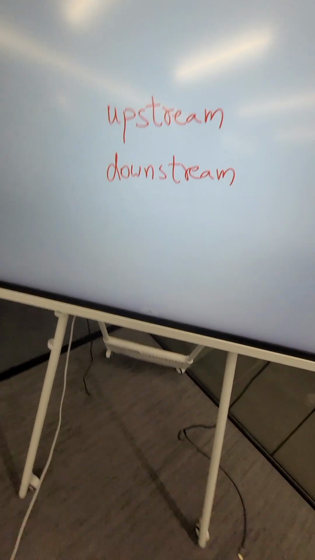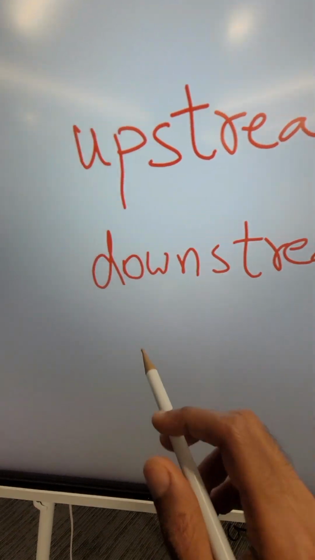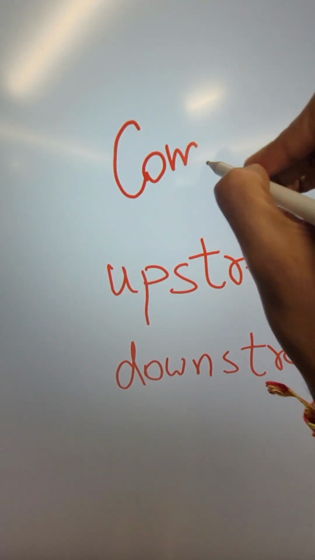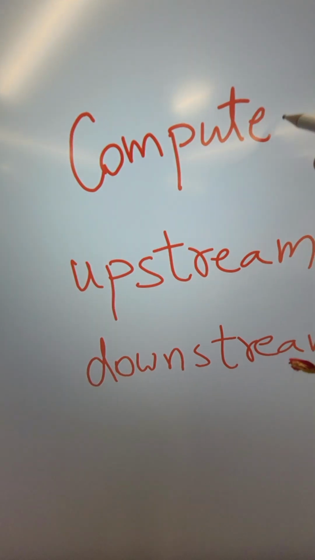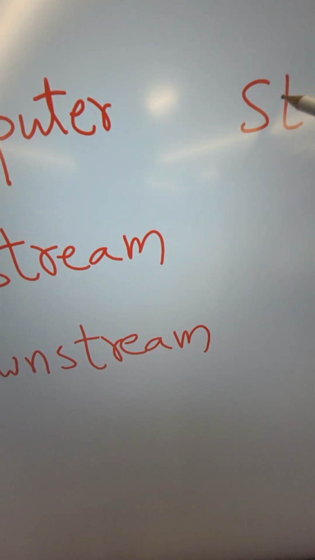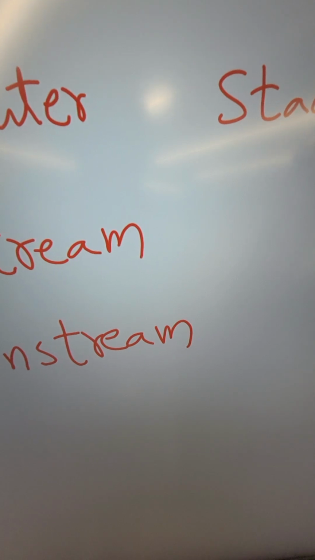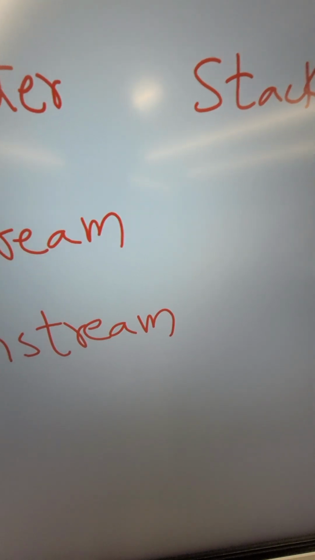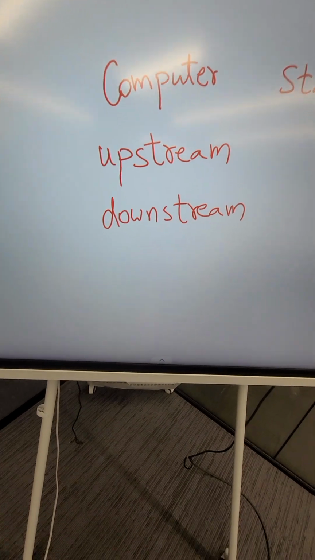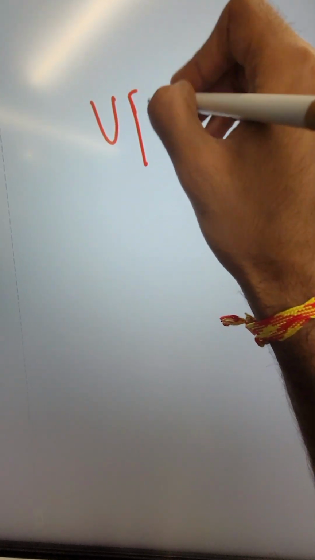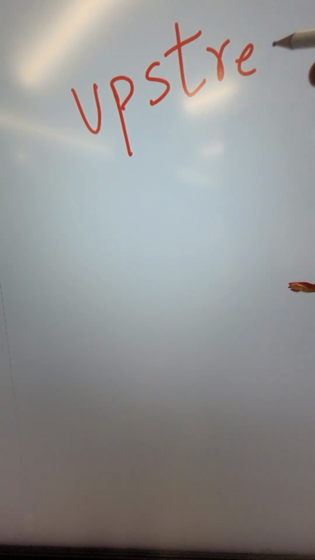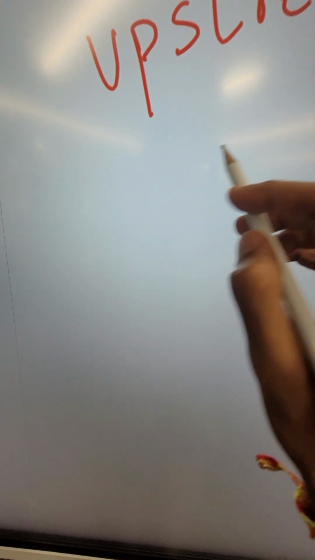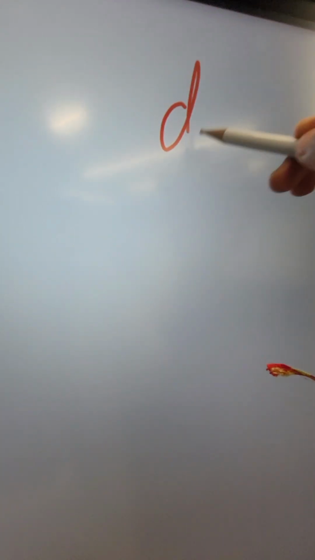So I learned about upstream and downstream in the context of computers and computer networks through Stack Overflow. There was a Stack Overflow answer. So let's get started on why the terms upstream and downstream. The terms upstream and downstream are actually from the context of rivers, right? Rivers or any water body. So let's write down upstream and downstream here.